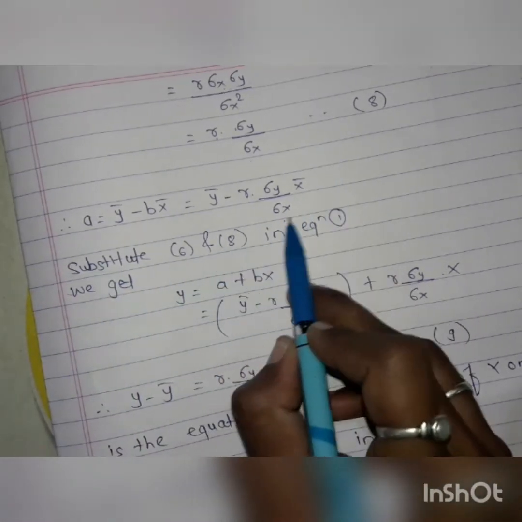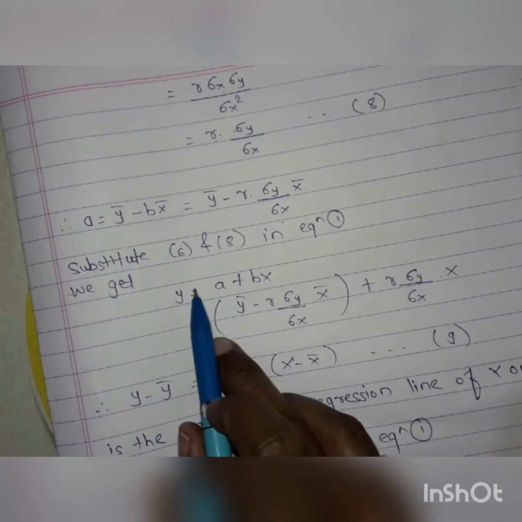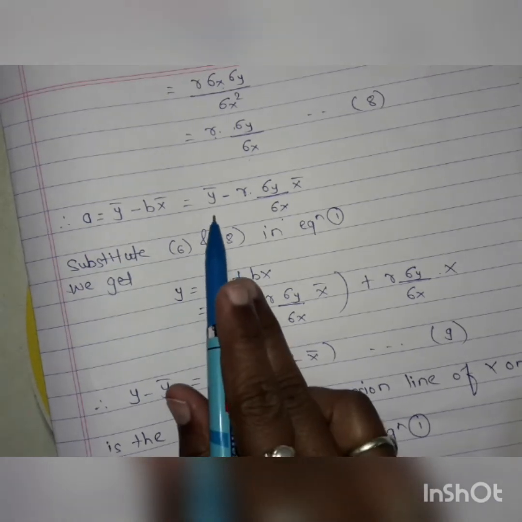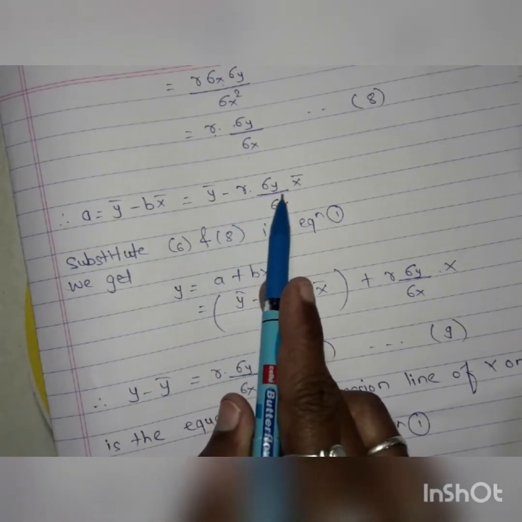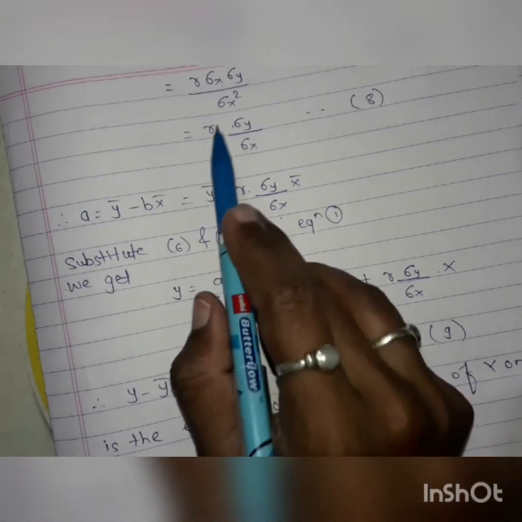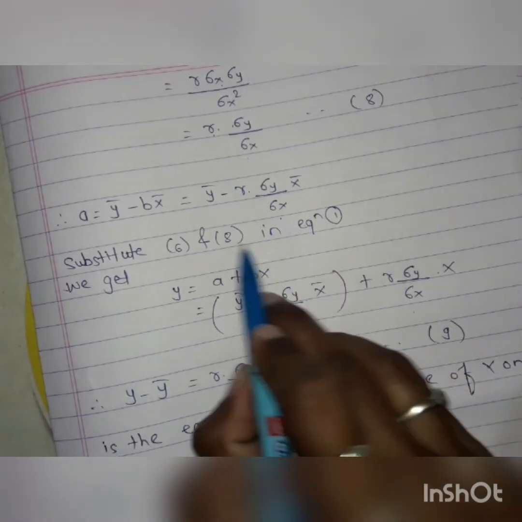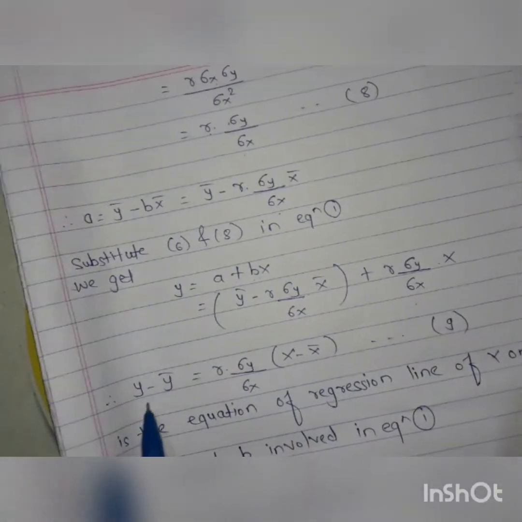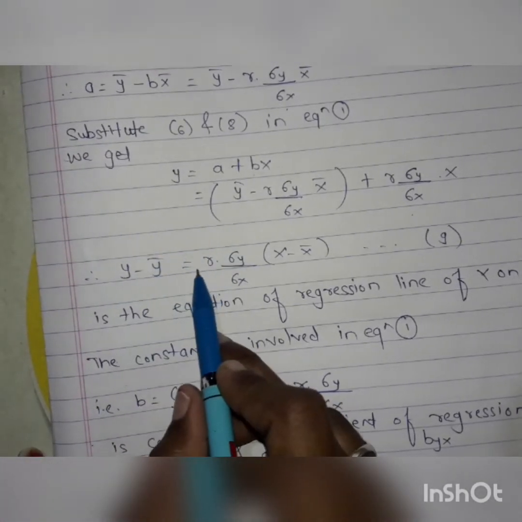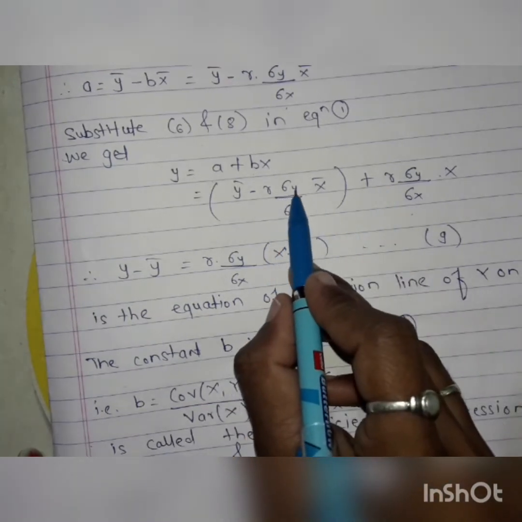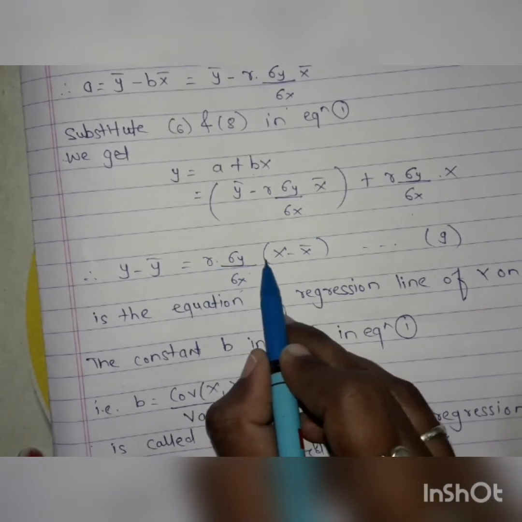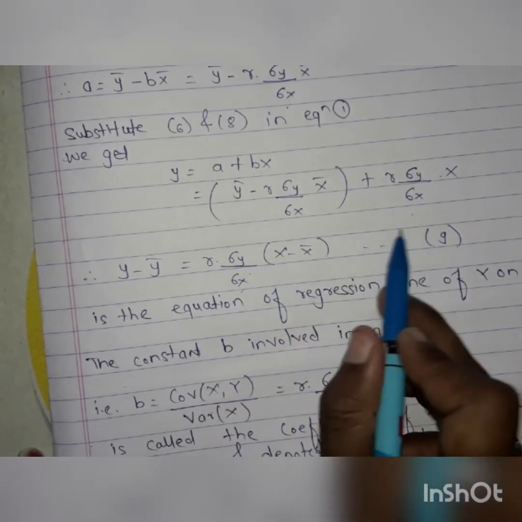Substitute 6 and 8 in equation 1. Equation 1 is y is equal to a plus b x, which is equal to the value of a, y bar minus r into sigma y upon sigma x into x bar, plus the value of b, r into sigma y upon sigma x, into x as it is. Taking y bar to this side, we get y minus y bar is equal to r into sigma y upon sigma x into (x minus x bar). This is equation number 9.